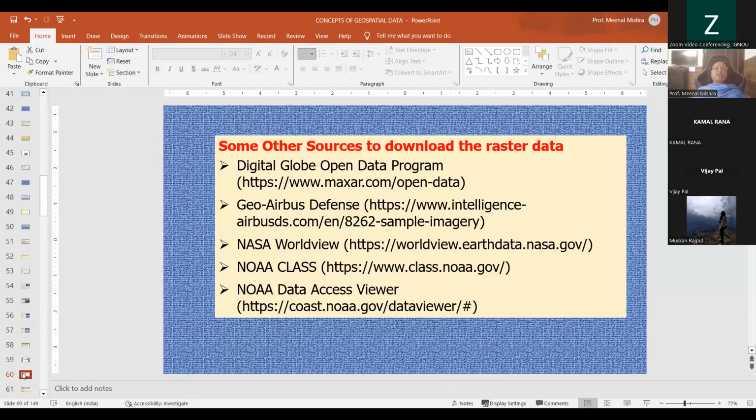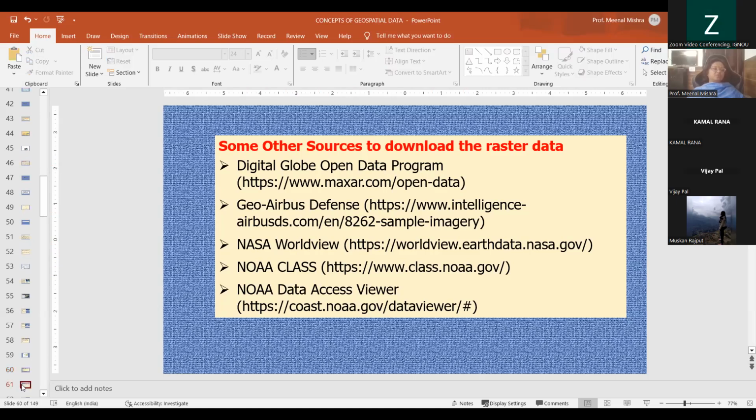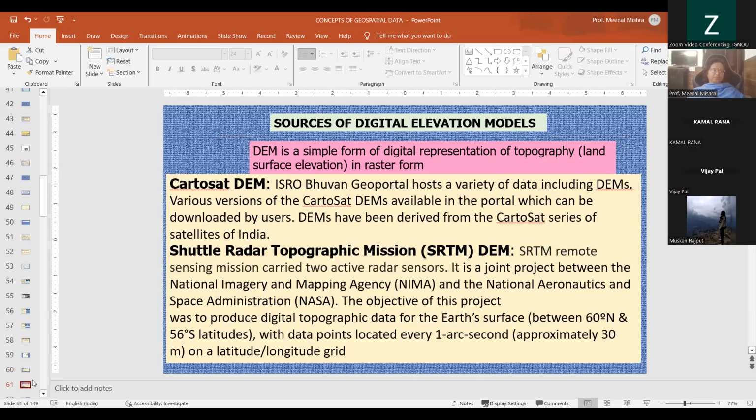Apart from this, there are other sources to download raster data, which are given in your SLM. The links are given, all mentioned here: Digital Globe Open Data Program, Geo Airbus Defence, NASA's Worldview, and NOAA CLASS. So there are other sources also, which you can read in your SLMs, because we don't have much time to go through all this, only 1 hour left.